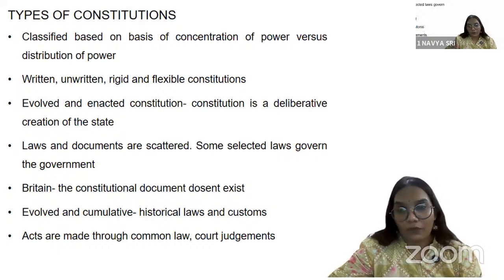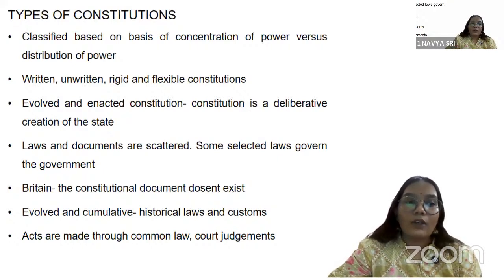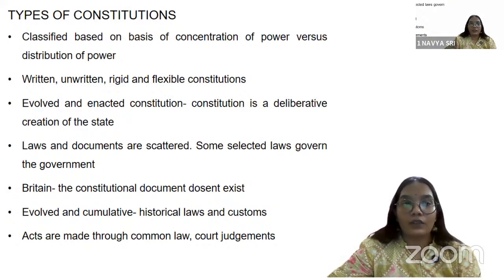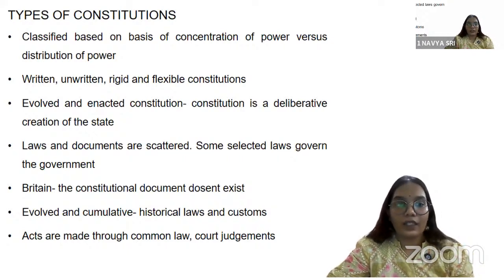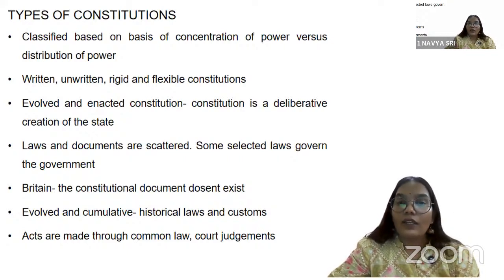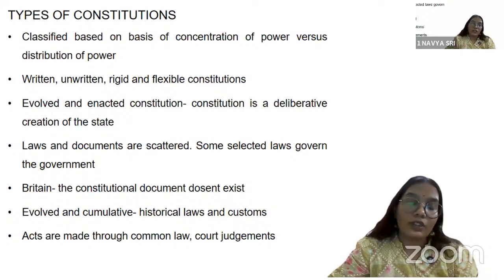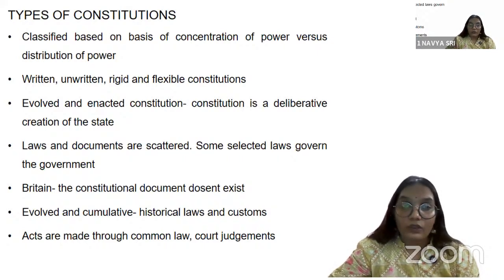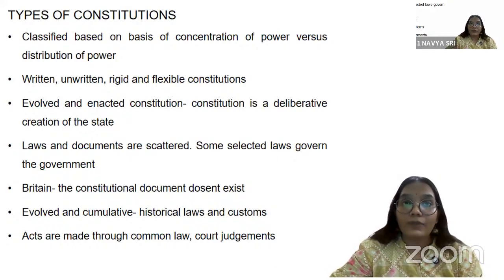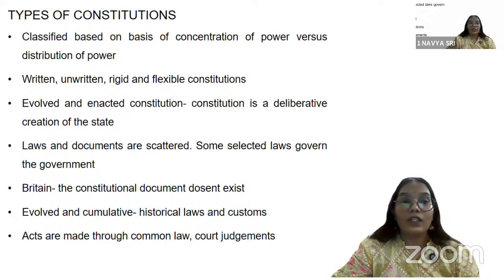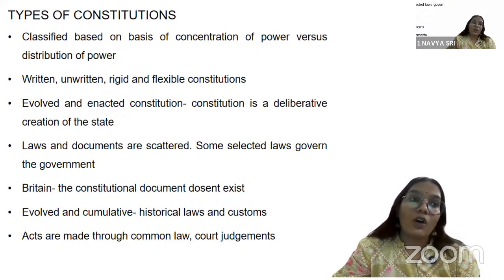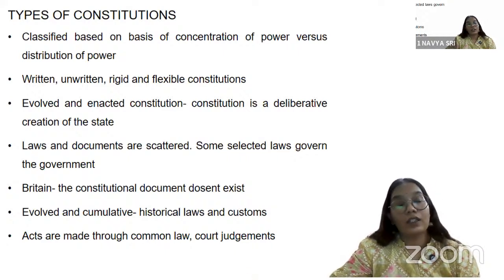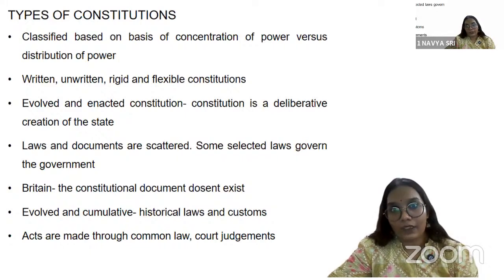For example, there are four types of constitutions: written, unwritten, rigid, and flexible constitutions. These are also considered through various notions. The first case could be addressed as the evolved and enacted constitution. An evolved and enacted constitution is a deliberative act and the creation of the state. They deliberately created such provisions. It has been studied over a period, enacted and evolved over a certain set of times, and made as per the need of the times.